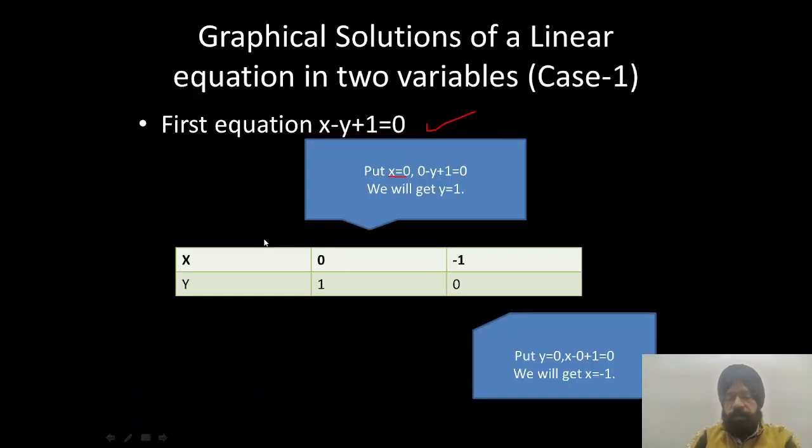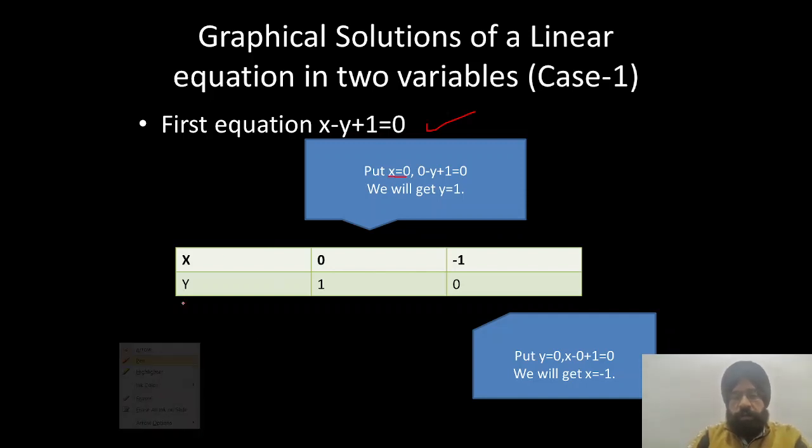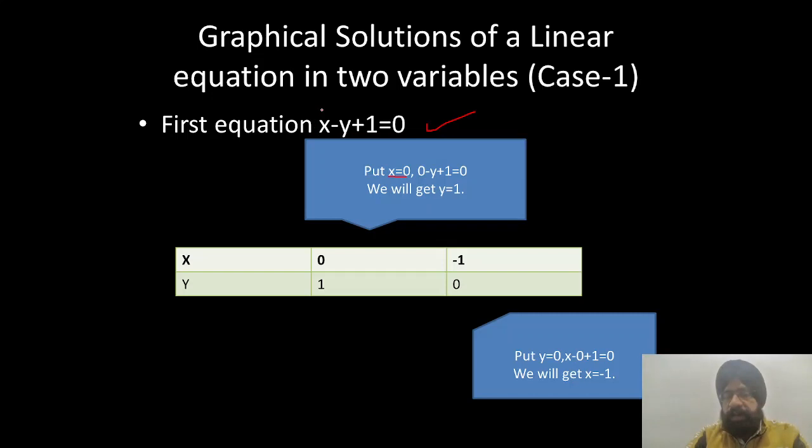Now see it properly. Here in our first equation, x minus y plus 1 equal to 0. To find the solution, I am going to take x equal to 0. If I take x equal to 0, then 0 minus y plus 1 equal to 0. Now I will exchange the places. Here it is minus y. If I get it on the right side, then y is equal to 1. We are going to get the value of y is 1. Therefore my first solution is 0 comma 1. When x equal to 0, then y we are getting is 1.